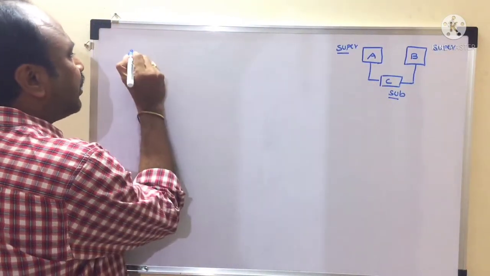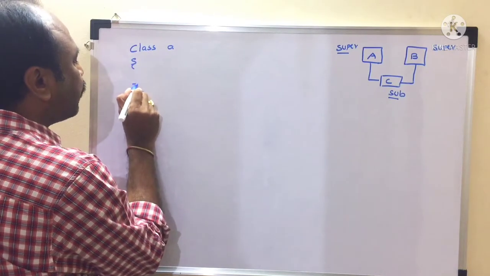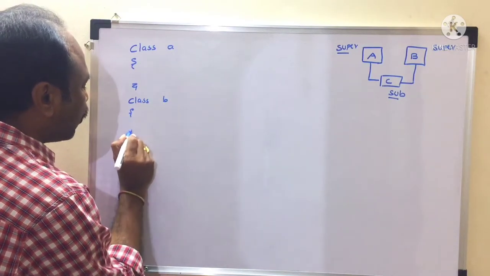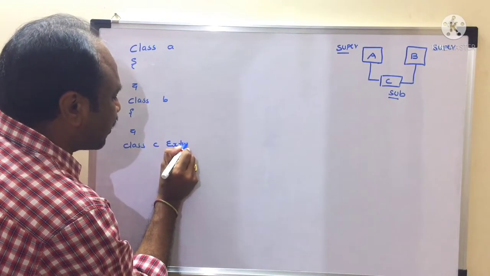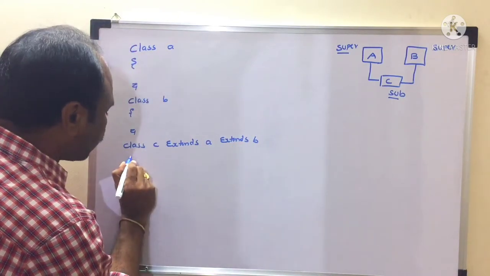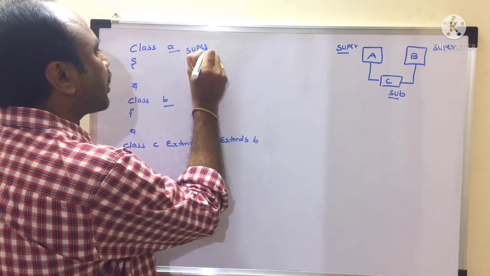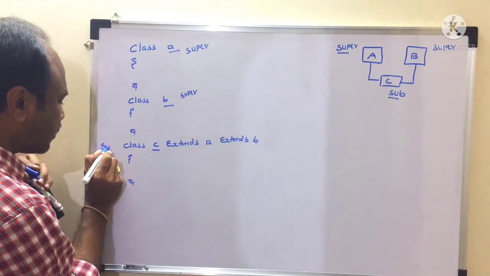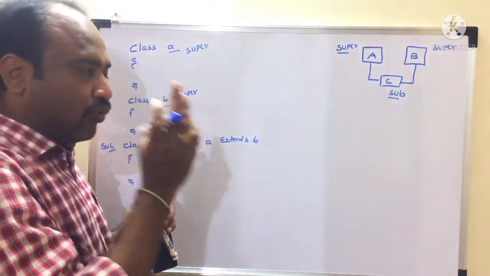For example, to implement that, what we have to do? We have to take class A. Next, we have to take class B. Next, we have to create class C by extending A class and B class. Extends A, extends B. That means now this A and B are already existing classes. Hence these are referred to as superclasses. Whatever class we are creating is called the subclass. But there is a rule in our Java language, every Java subclass will have only one superclass, but here it is having two superclasses.